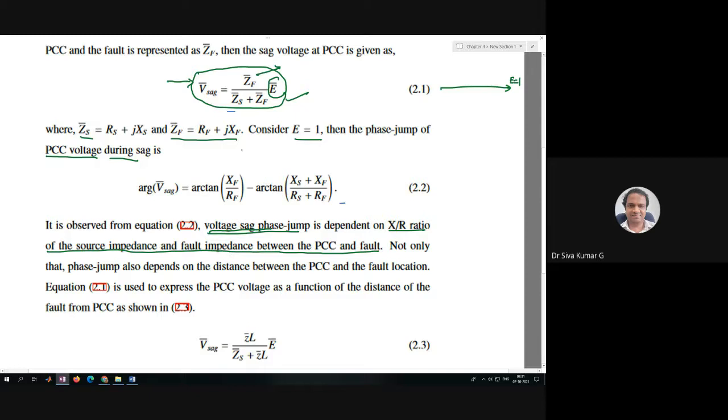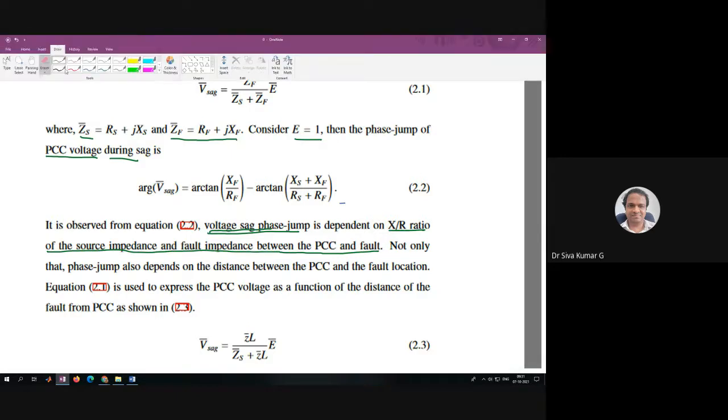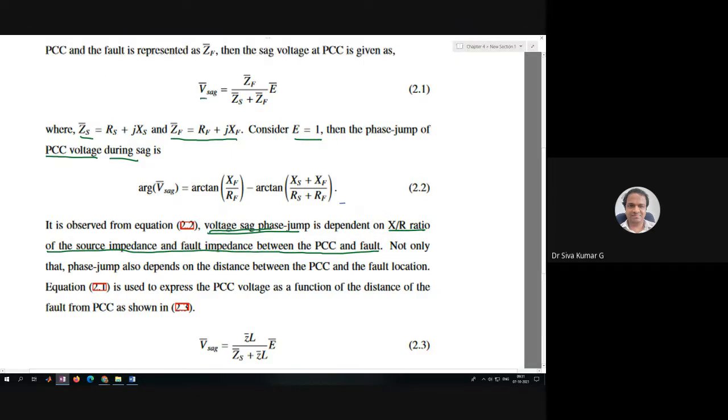And then here, when you see this particular equation 2.1, the magnitude of the voltage is dependent on this equation. See, this term is the same, whereas this term, maybe we are not going to change the feeder impedance. This term is also influencing the voltage side. What it means is that not only the phase jump, it also depends on the distance between the PCC and the fault location. Okay, what it means is that the fault impedance is going to vary.